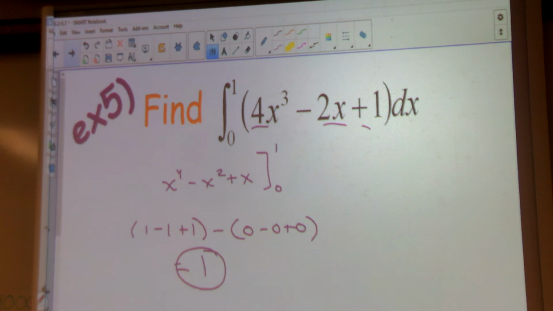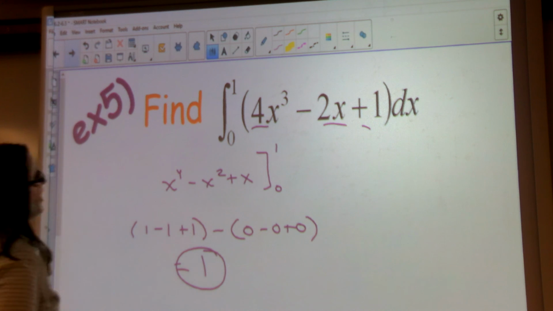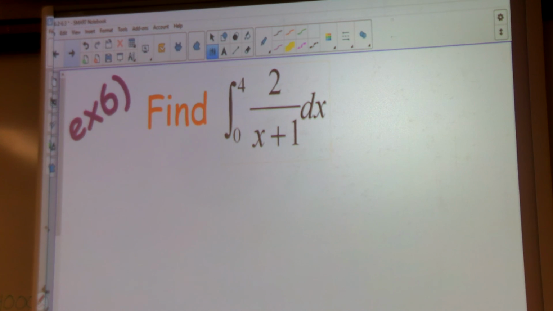We need to be speedy with these. The test will assume, after we do a bunch of these, that these are second nature. You can evaluate these and do them quickly. They will just assume that is one of the basic things, kind of like the power rule. They will assume you can do the power rule quickly. They will assume you can do basic integrals quickly.